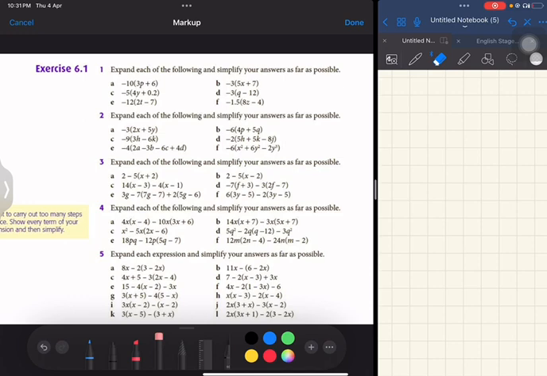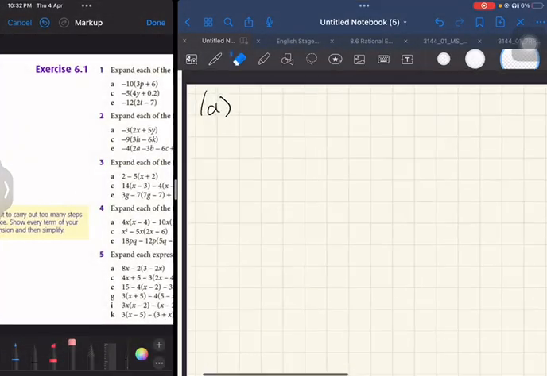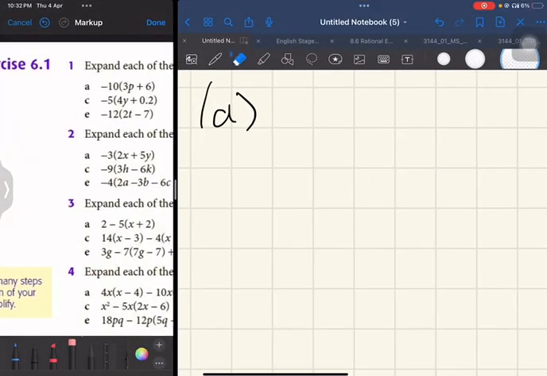Question 1 to question 5. Alright, so question 1 to question 5 is really just all about expanding the brackets and simplifying your answers. So let's start with question 1a. I'm gonna write it here.